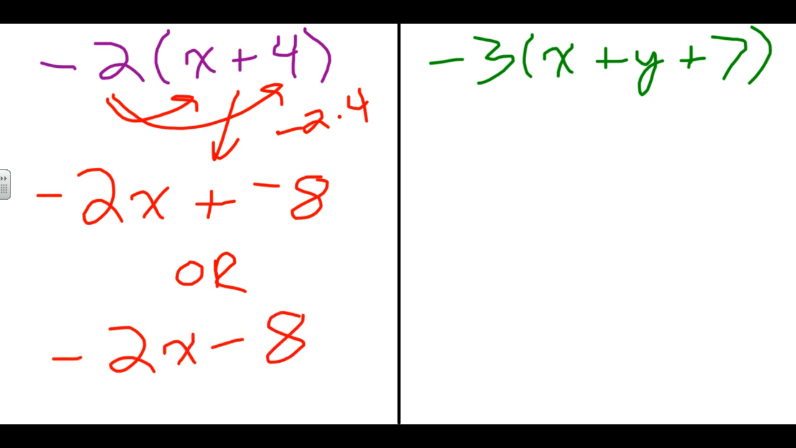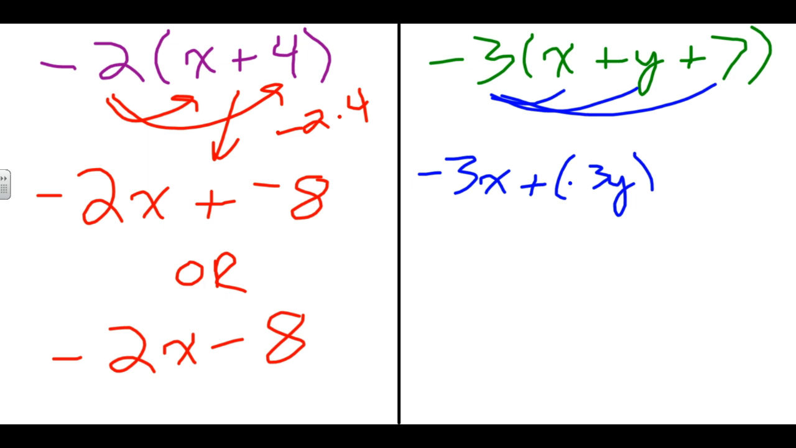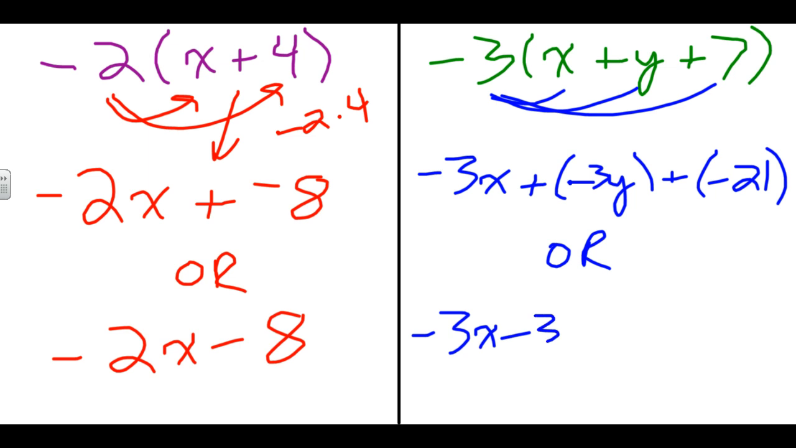or you can rewrite this as negative 2x minus 8. Either way is correct. And for the second one, we have negative 3 times x, times y, and times 7. So that is negative 3x plus negative 3 times y, plus negative 21, as the negative 3 is multiplied by each of the different terms in the expression in parentheses. Now again, we can rewrite this as negative 3x minus 3y minus 21, if you like, but you can leave it either way that you want.